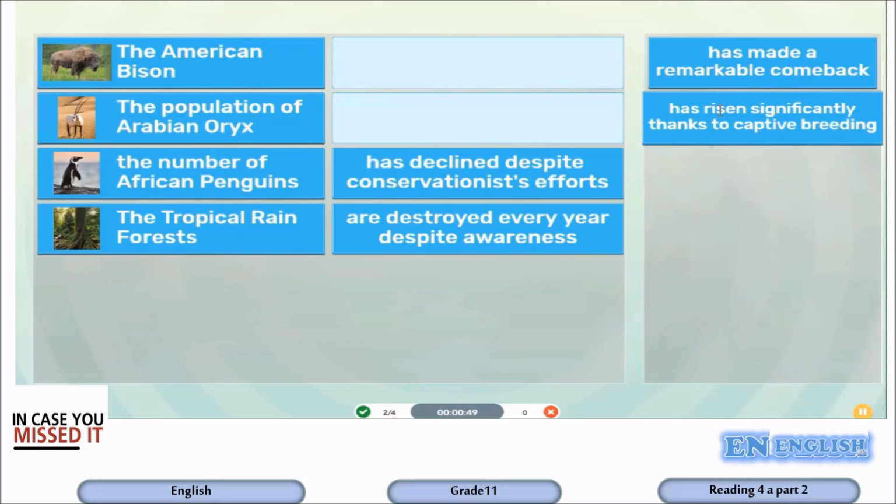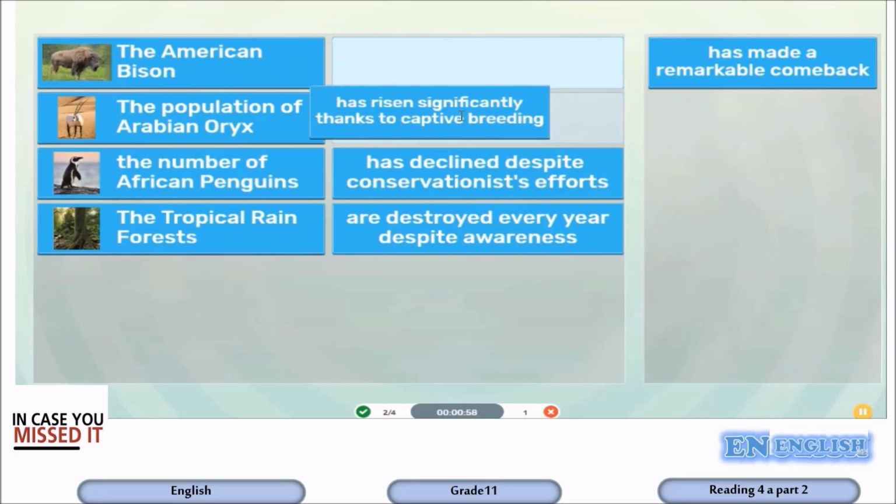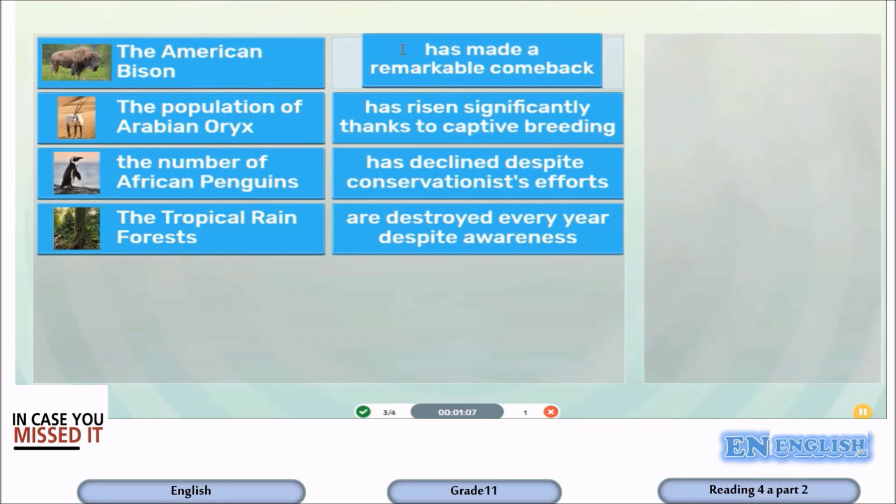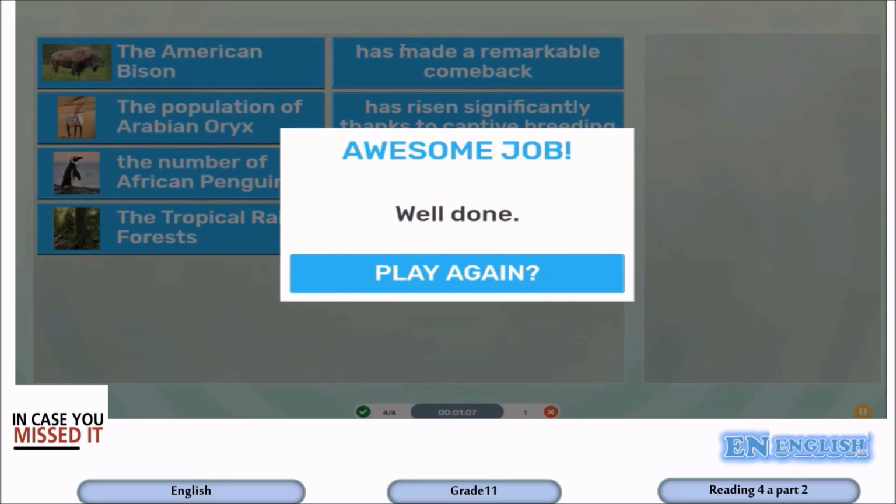You do not remember? Let's try here. Oops, this is wrong. Breeding program which is taking place in Ash-Shahaniya. Very good. It's the population of the Arabian oryx. And which one has made a remarkable comeback? The American bison. Excellent.